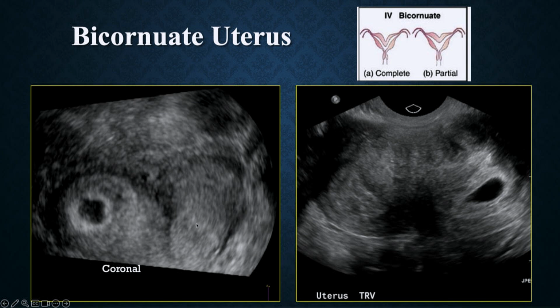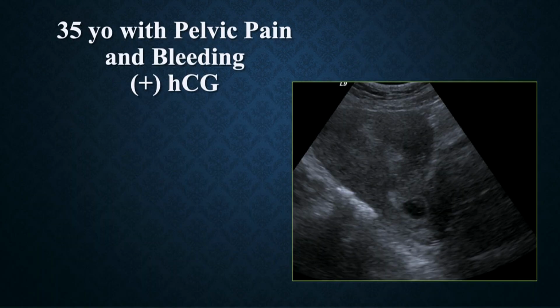And you can appreciate here that there's this cleft. Bicornuate uteri have a cleft at the fundus. You have to see the fundus to be able to determine that. And again, it's less common than the arcuate and the septate.